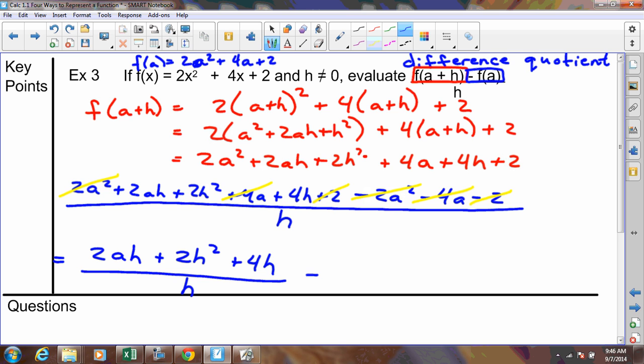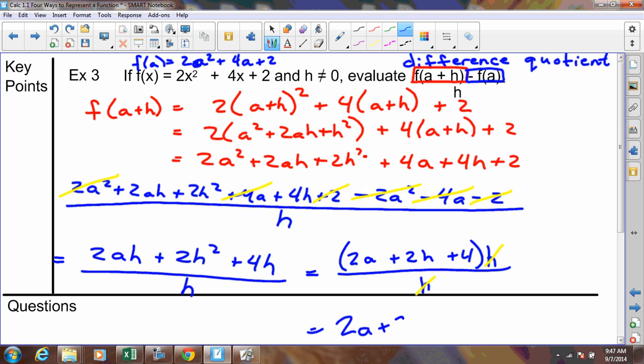In the numerator, we could factor out the h, or one h from each of the terms in the numerator with the distributive property, which is rather nice because that will then allow us to cancel h's and leaves us with our final answer that we actually want, 2a plus 2h plus 4. This is the difference quotient. This type of problem is one that you will need to do several times when we are working with derivatives. This is intended to be a quick review.